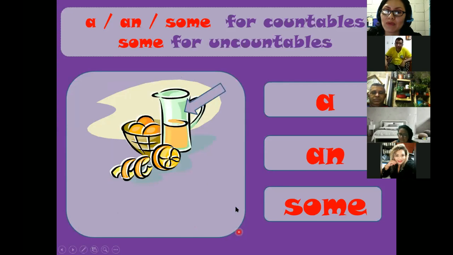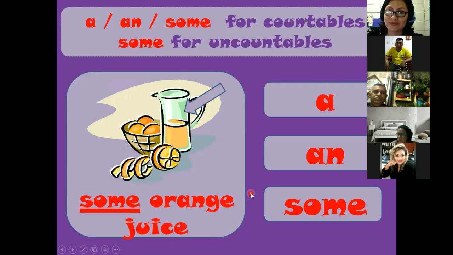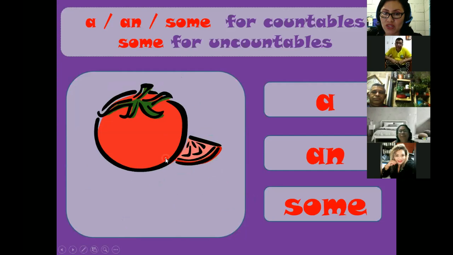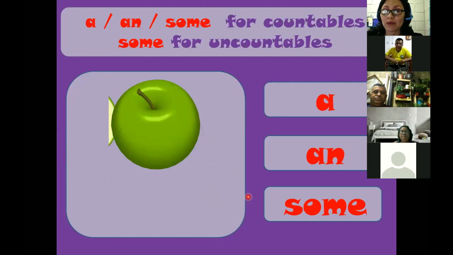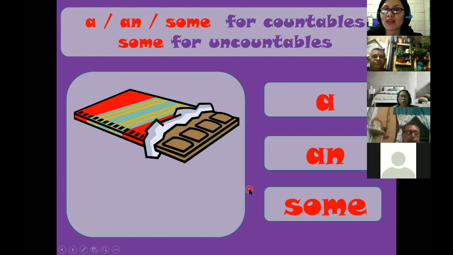Then what about this one? A, an, or some shoes, you see? Some orange juice. Okay, you're welcome. Let's see. What about this one? Tomato. Okay, a, an, or some tomato? Some. A tomato. Very good. Tomato. Excellent. A tomato. Muy bien. What about this one? A, an, or some apple? An apple. Very good. What about a, an, or some? What do you think? Some. Okay, that is correct.